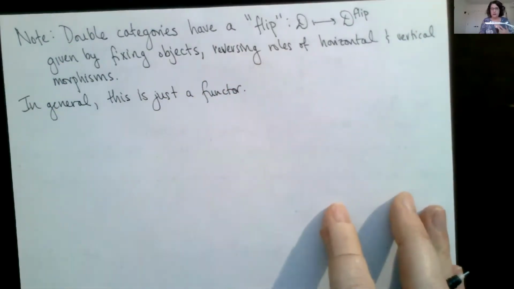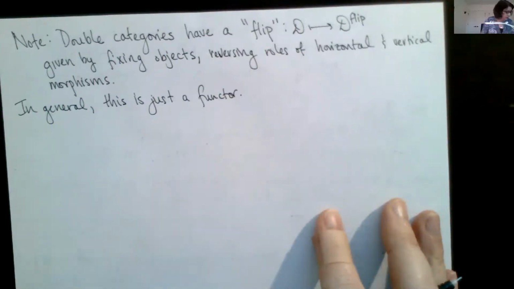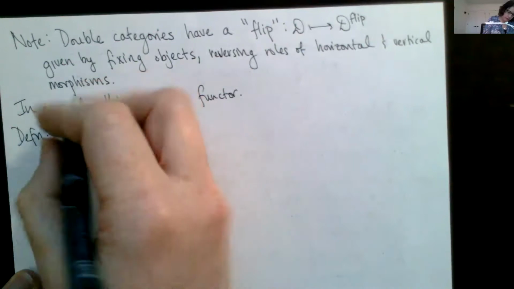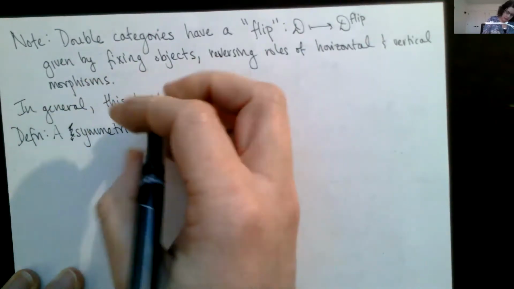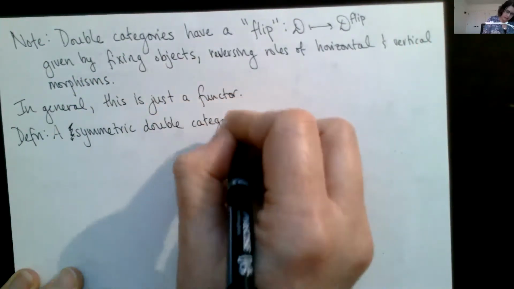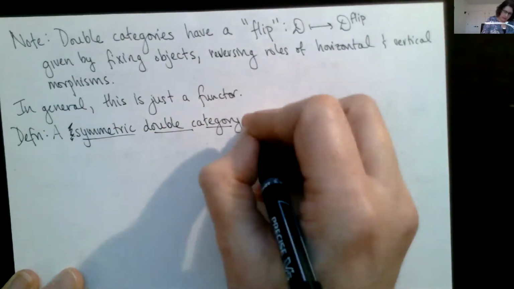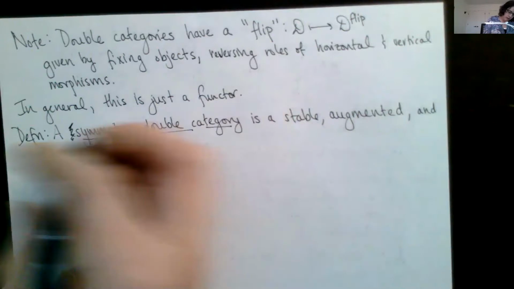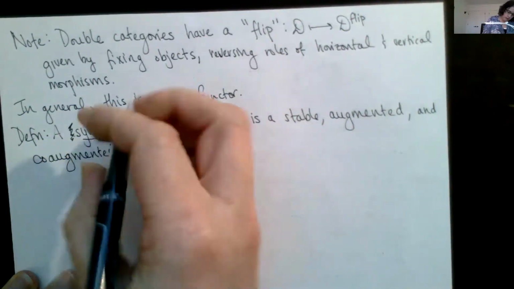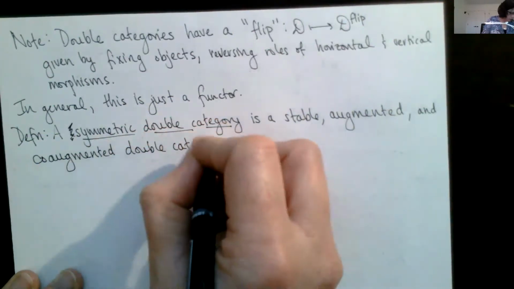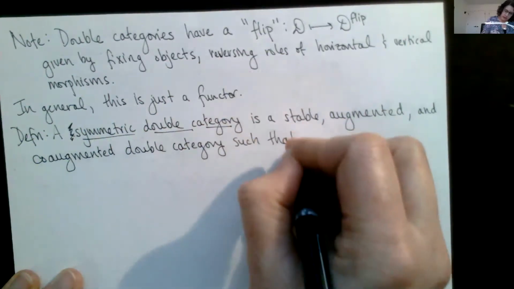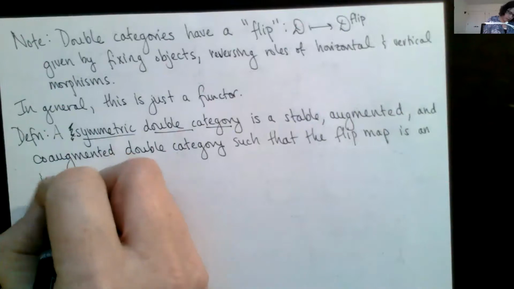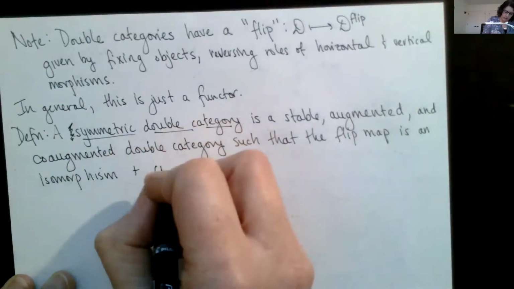But you could say, well, what about when it's an equivalence? So we make the following definition: a symmetric, oops, I want to put that in parentheses, that's the whole point here. A symmetric double category is a stable, augmented, and co-augmented double category such that the flip map is an isomorphism. So it's quite strong. And then subject to some compatibility.